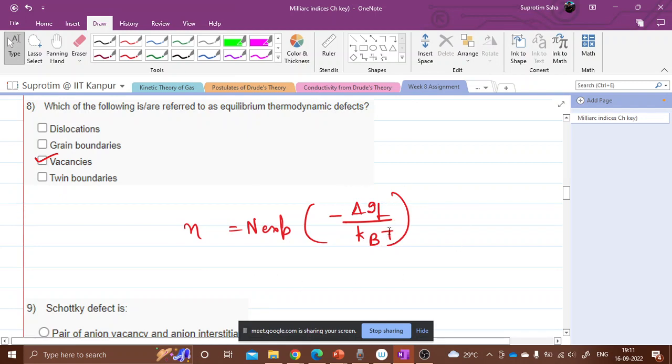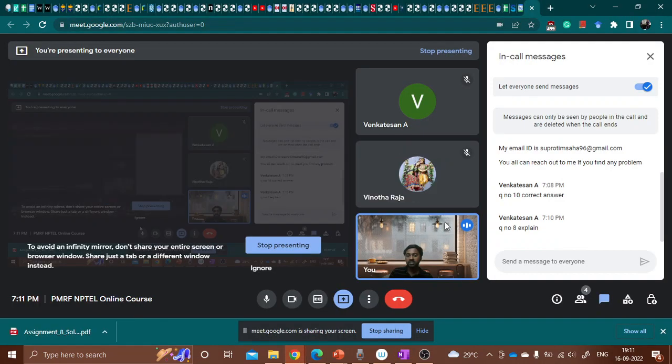So if you increase the temperature, the number of vacancies would be more, and if you lower the temperature, the number of vacancies will be less. That is why we are saying that vacancies are referred to as equilibrium thermodynamic defects. In an equilibrium scenario, when a constant temperature is maintained, it will depend on the temperature itself. So that is why they are defined as equilibrium thermodynamic defects.